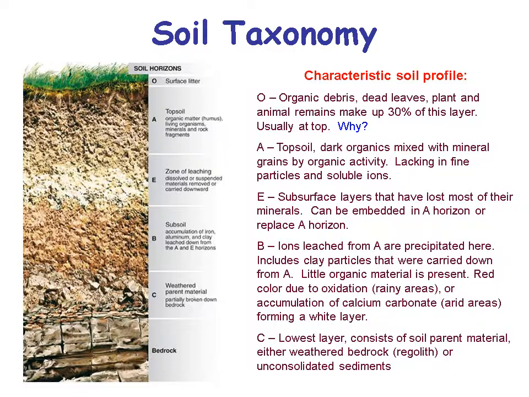Okay, then the C layer is above bedrock. It's the lowest layer, and it consists of soil parent material. Either weathered bedrock, which is what we call regolith, and you need to know what that word is, or unconsolidated sediments. So O, A, E, B, C. The most important layers there are A, B, and C, and then bedrock down the bottom. But you need to know all these layers.